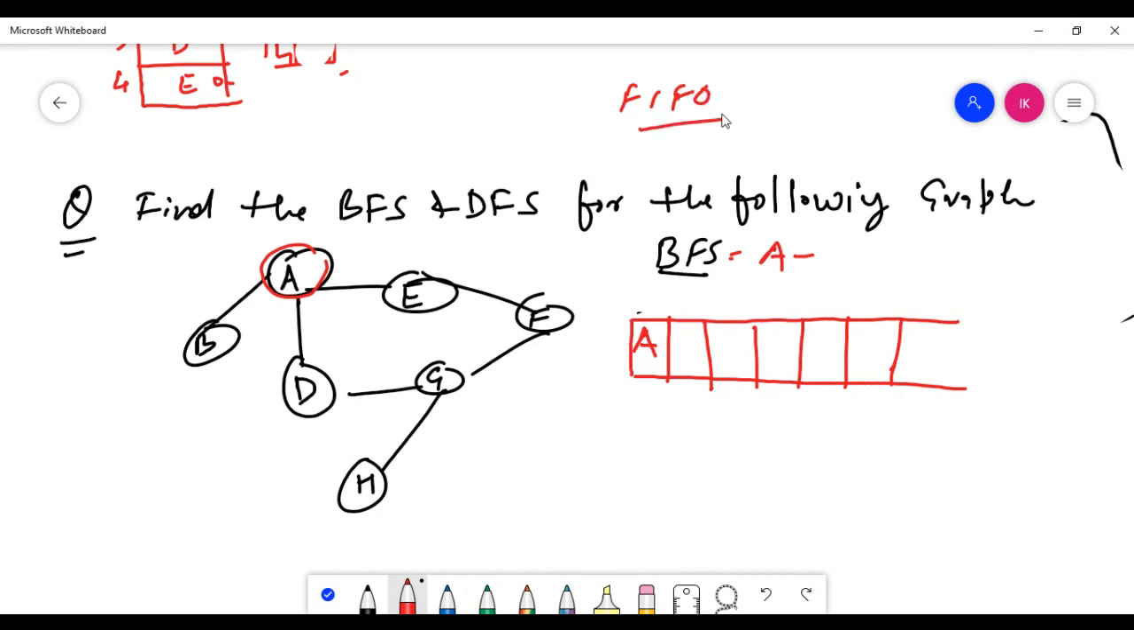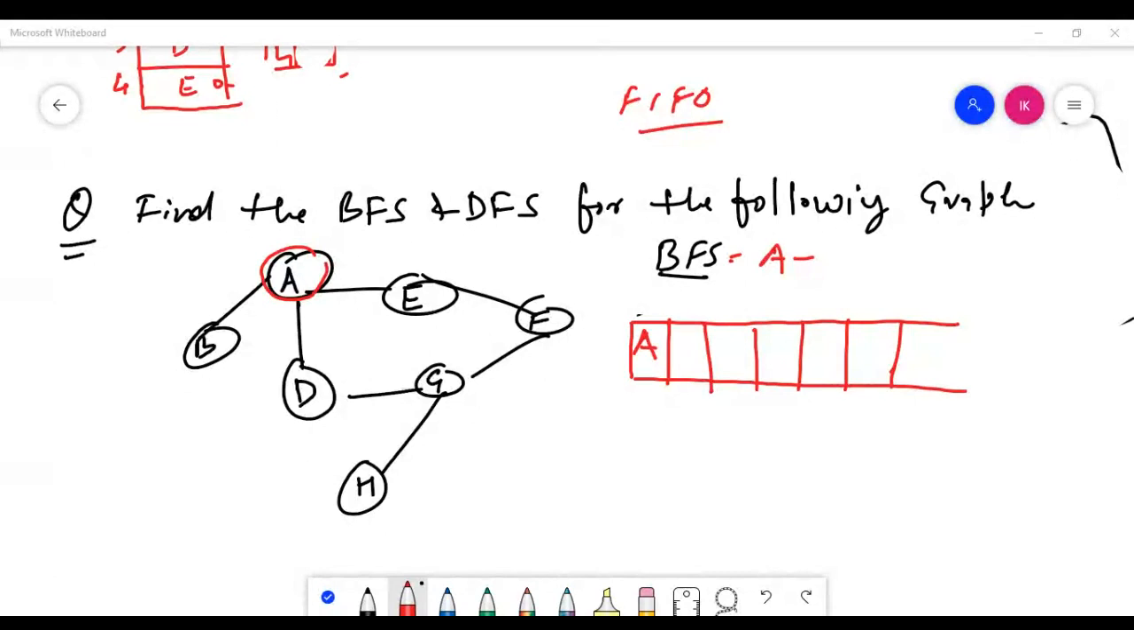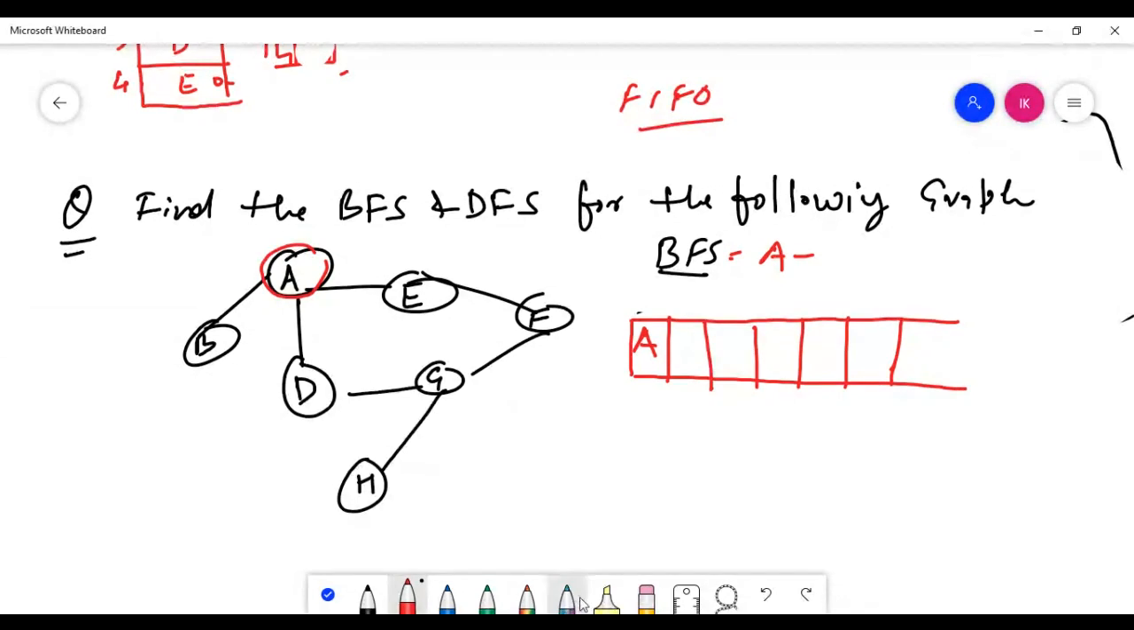First in, first out. So we should use the same concept. A. But then from A, I can go to B, I can go to D, I can go to E, because this is an undirected graph, no problem. But in English order, B comes first, D comes after, E comes after. So I take B, D, and E, and we write B, D, E.